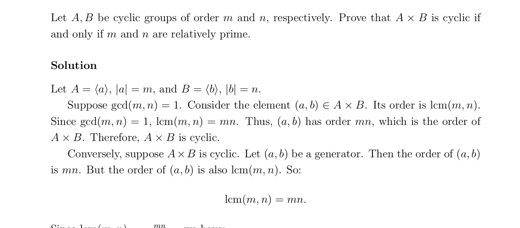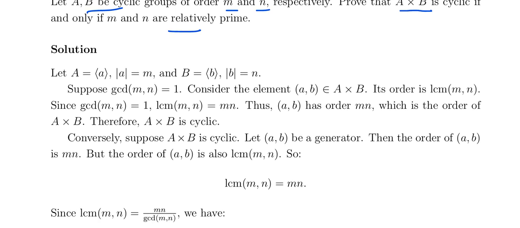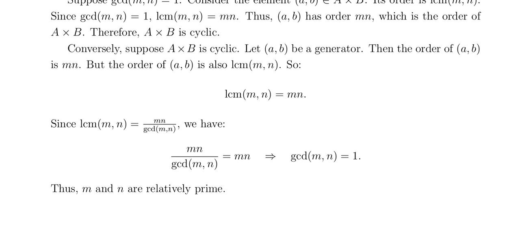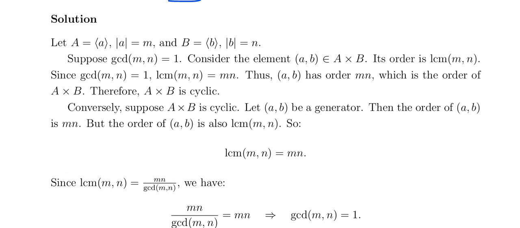So A and B are cyclic groups of order m and n respectively. Then the Cartesian product A cross B is cyclic if and only if m and n are relatively prime. So try a little how to prove it, it will be easy to remember.